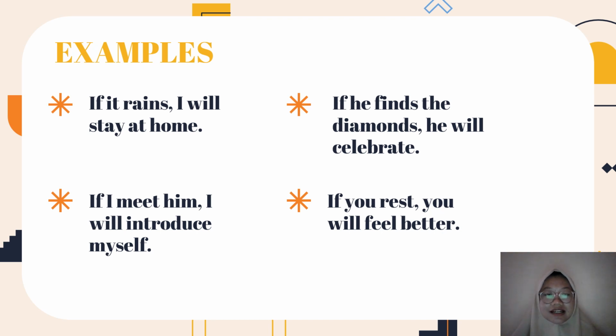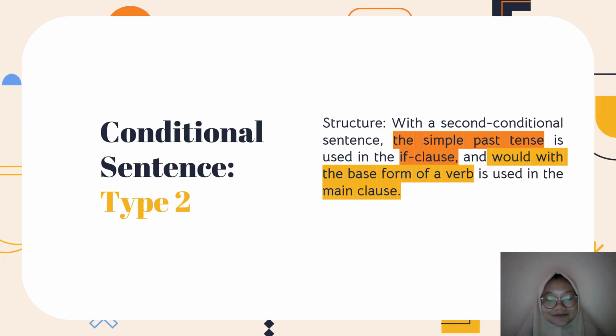Okay, so here are some examples of conditional sentence type 1. First, if it rains, I will stay at home. And then second, if I meet him, I will introduce myself. The third one, if he finds the diamonds, he will celebrate. And then the last one, if you rest, you will feel better.